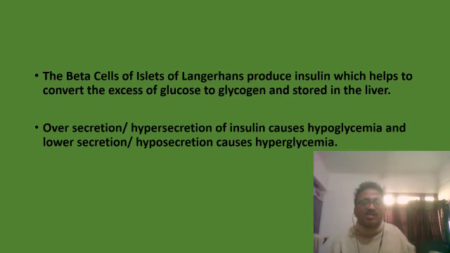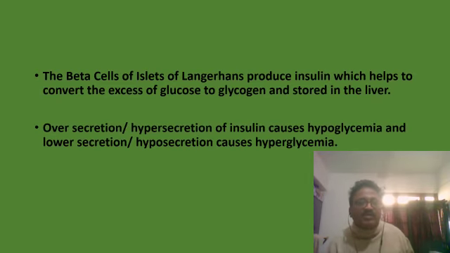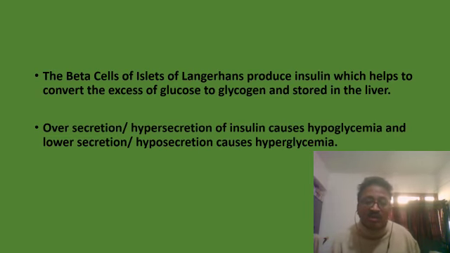The beta cells of the islets of Langerhans produce insulin, which helps to convert the excess glucose to glycogen and store it in the liver. Oversecretion or hypersecretion of insulin causes hypoglycemia. That means blood sugar level will go down. The person may even go into a coma, and like that, lower secretion or hyposecretion causes hyperglycemia. Sugar level will go very high in the blood.